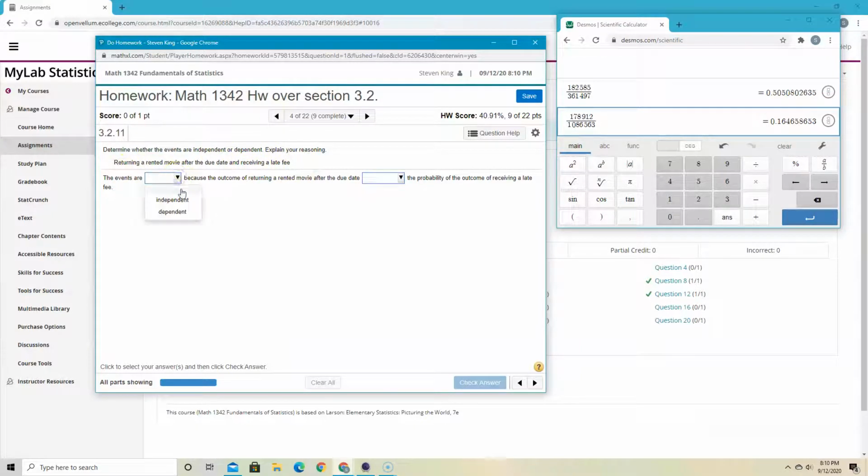The events are dependent because the outcome of returning a rented movie after the due date does not affect the probability of the outcome of receiving a late fee. Does not affect or does affect? It does affect. Yeah, it affects it. It would raise it. They could make a mistake, or they could be nice and not charge you the late fee, but you don't know it until you get there and return the late movie, and then you find out. But this certainly would have an impact on this. So they are dependent.